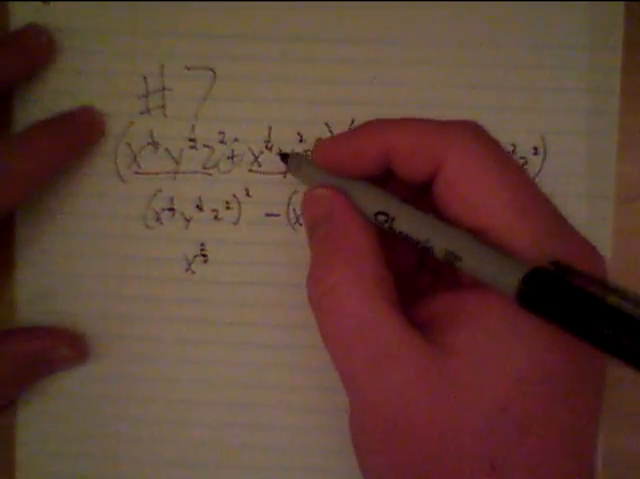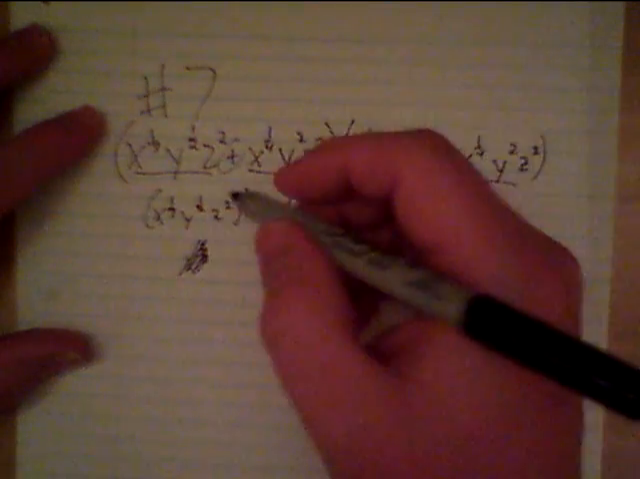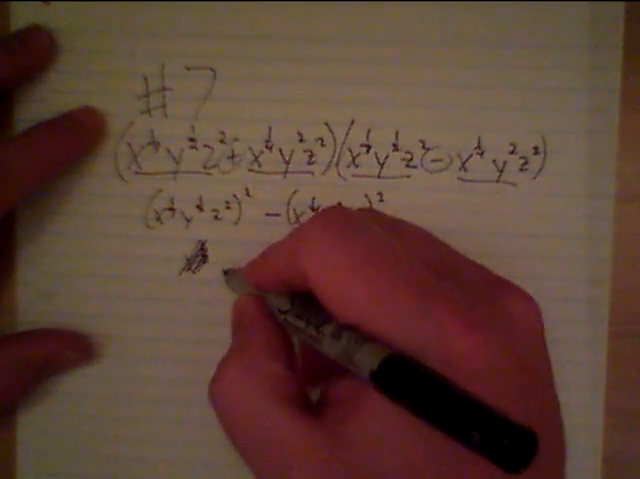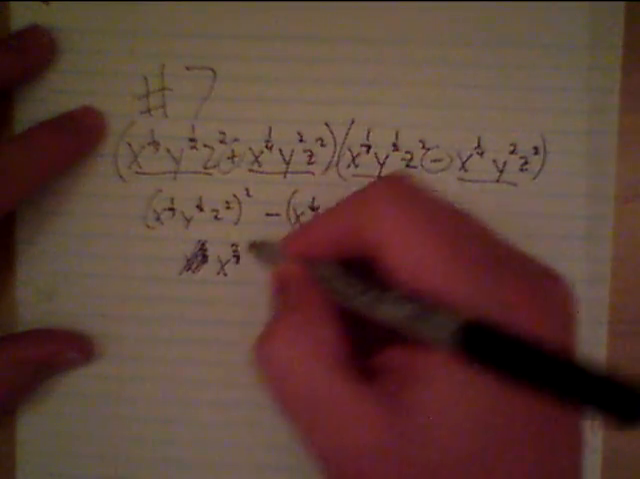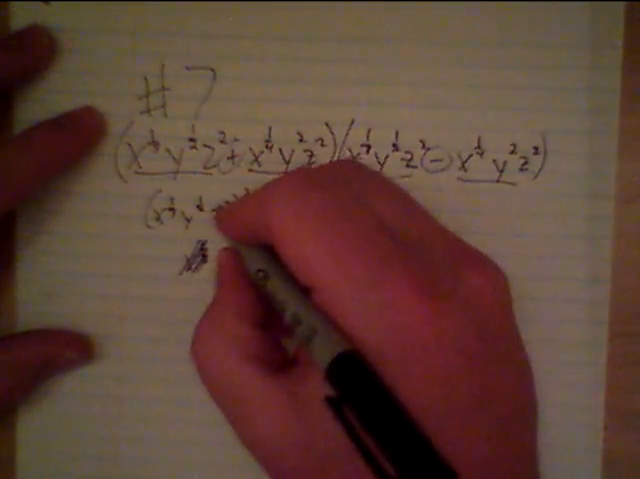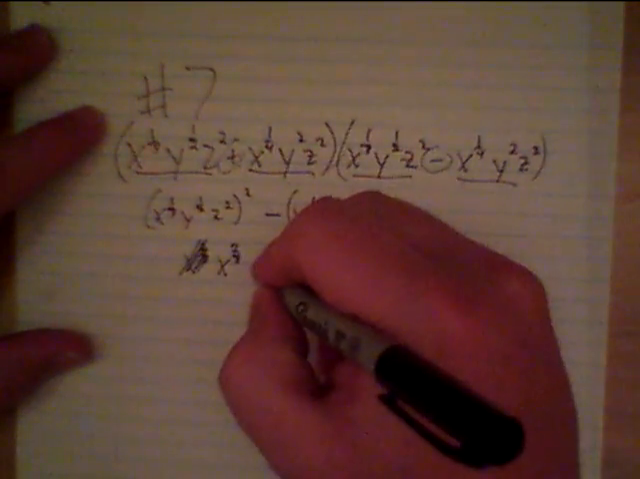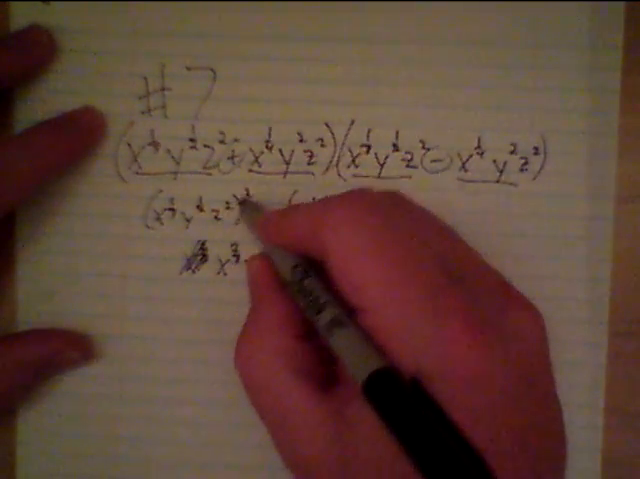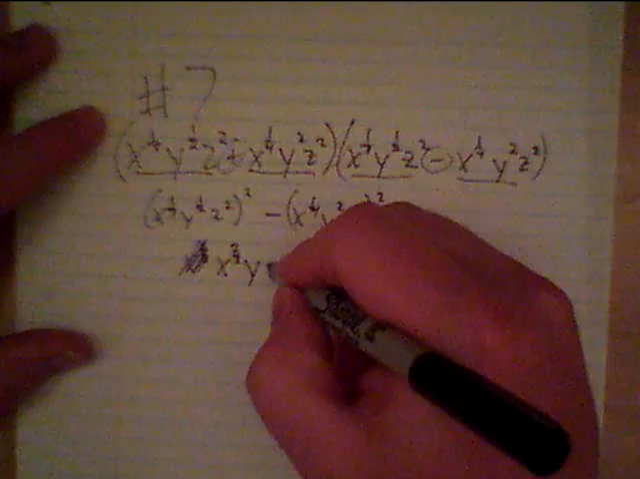I'm sorry, I made a mistake there. Well, no, I'm sorry, you're right. It's x to the 2/3. y to the 1/2 squared is going to be y to the 1/2 times 2, otherwise known as y to the 2/2 or y to the first or y. z squared squared, multiply these exponents, we get z to the 4th.